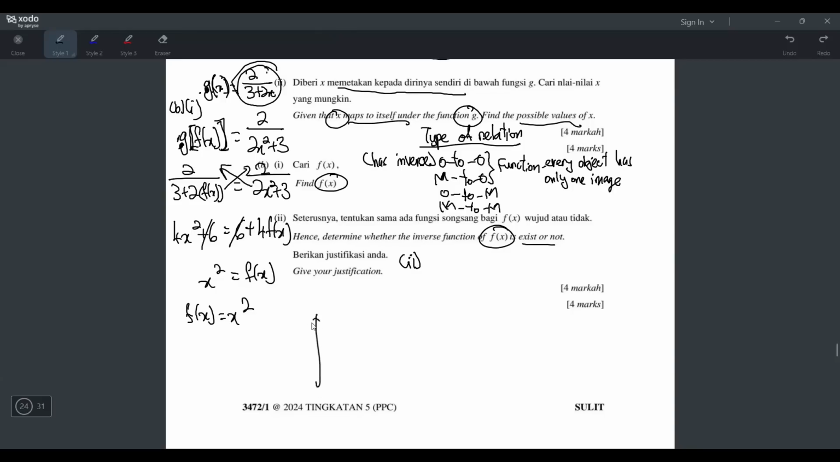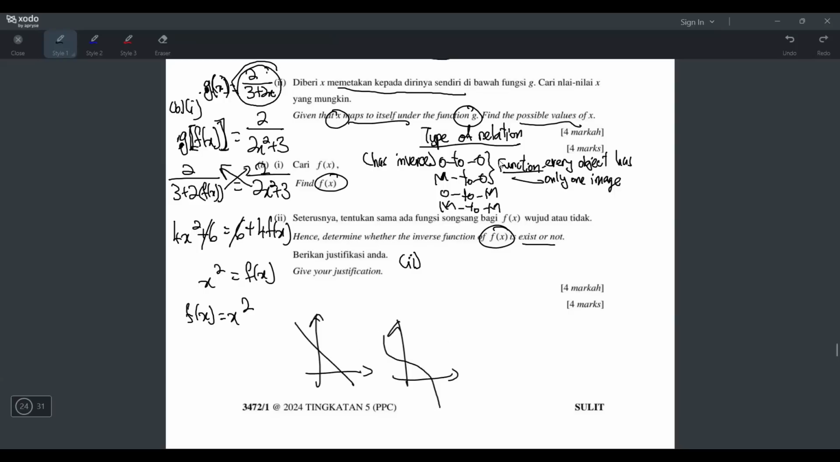So in graph form, what if they give something like this? I'll just give an example like this, and another one, I'll just put like this. Or maybe something like this. So if they give it like this, how do we know whether it's a function or not?